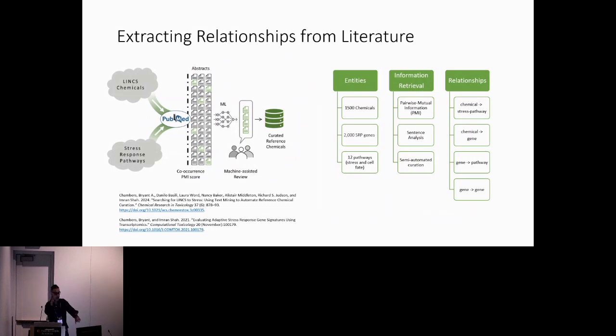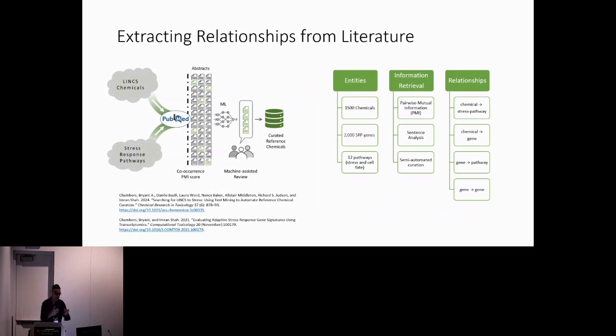And this paper that you're looking at was done by Brian Chambers, who's a postdoc with me, who just left late last year. And we built a pipeline to extract evidence about chemicals and their potential relationships with adaptive stress, as well as chemicals and their relationships with genes. And it's based on this notion that if something is mentioned many times in literature together, there's potential for there being an actual relationship that makes sense.